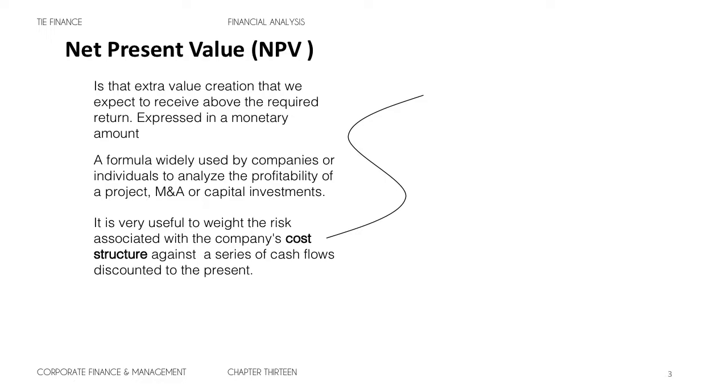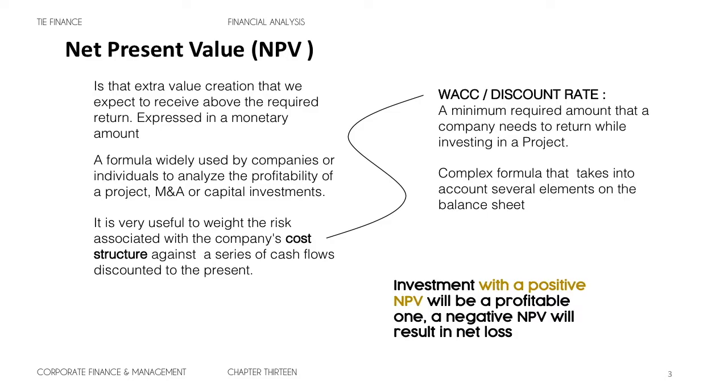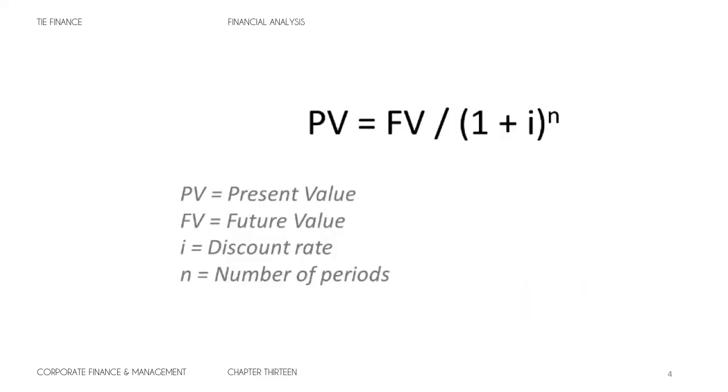It is very useful to weigh the risk associated with the company's cost structure against a series of cash flows discounted to the present. And this will take us directly to the discount rate, or the WACC, the weighted average cost of capital. And this is a minimum required amount that a company needs to return while investing in a project. And basically it's just a complex formula that takes into account several elements on the balance sheet. Investments with a positive NPV, net present value, will be a profitable one. A negative NPV will result in a net loss.